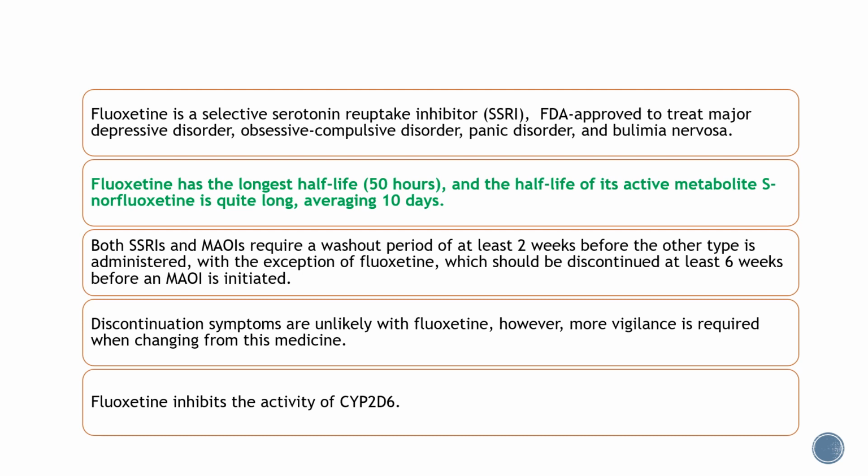And the half-life of its active metabolite, norfluoxetine, is very long, averaging 10 days. Because of this, both SSRIs and monoamine oxidase inhibitors, that is MAO inhibitors, require a washout period of at least 2 weeks before the other type is administered. The exception to this is fluoxetine. That is, fluoxetine should be discontinued at least 6 weeks before a MAO inhibitor is initiated. So discontinuation symptoms are unlikely with fluoxetine. However, more vigilance is required when changing from this medicine. And fluoxetine is an enzyme inhibitor. It inhibits the activity of the CYP2D6 isoenzyme.